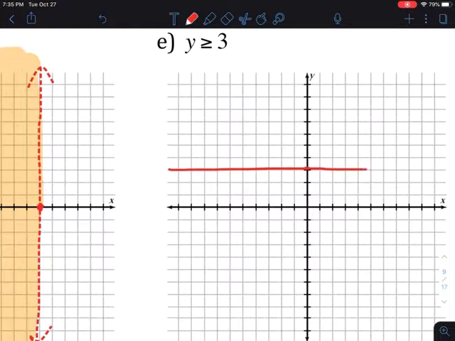And there's an underline, I did check in the symbol. It's greater than or equal to, so solid line. And then the shading, there we're back to above and below. This guy would be above because it's greater than.